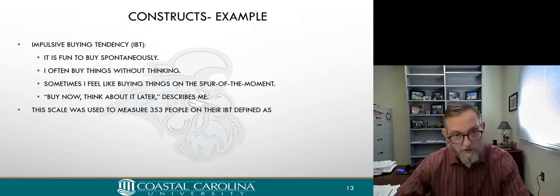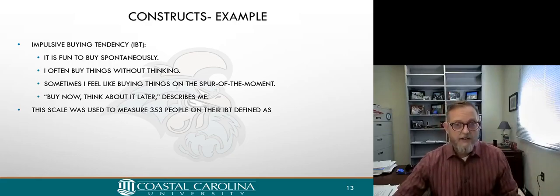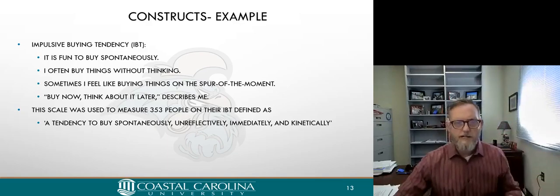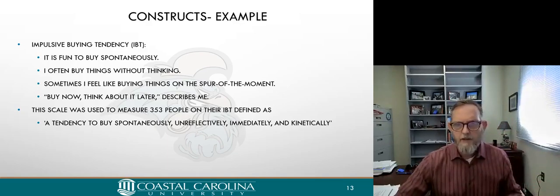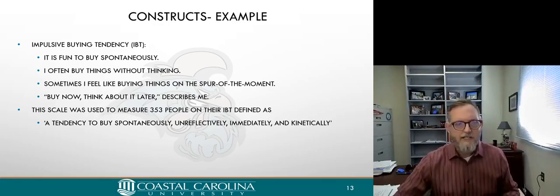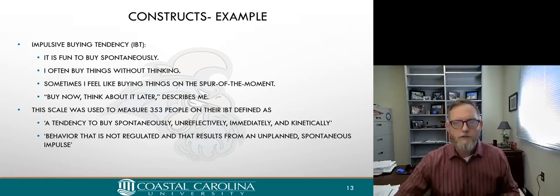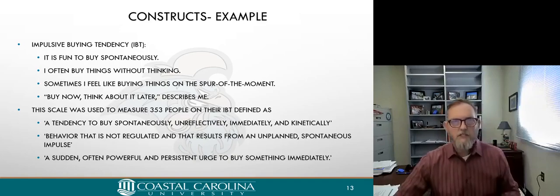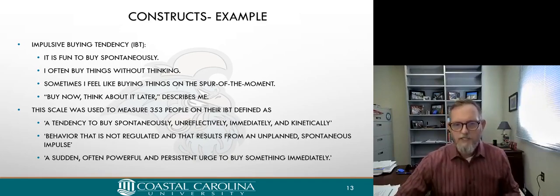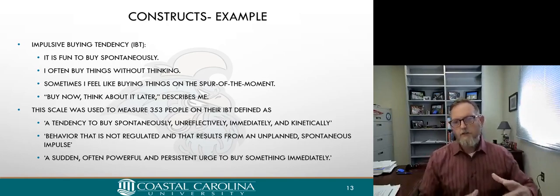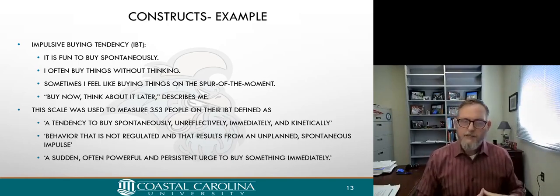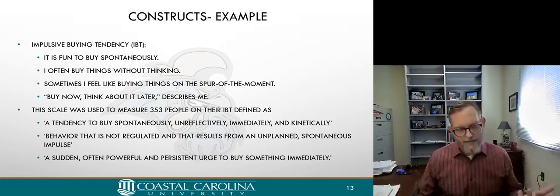Okay, so in this example, we'll use a sample of 553 people with data that's being collected. And again, IBT, impulse buying tendency, is the tendency to buy spontaneously, unreflectively, immediately, and kinetically. It's also described as behavior that is not regulated and that results from unplanned spontaneous impulses, a sudden, often powerful, and persistent urge to buy something immediately. So that's the definition of the concept, and the 4 items we're using should measure that definition.